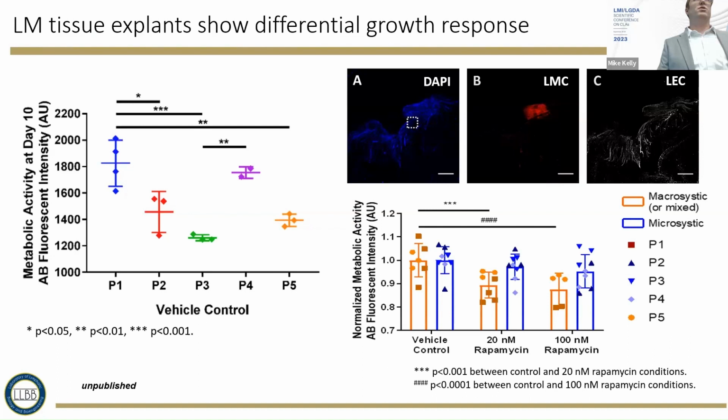Primary healthy lymphatics are a pain in the rear to learn how to culture, but these are great. They grow really well. And so we saw that, and then we did a quick study where we looked at rapamycin. Again, this is a small study, just 5 patients, and it could be just the nature of the biopsy, but we found that the macrocystic were very responsive to rapamycin, where the microcystic were not.